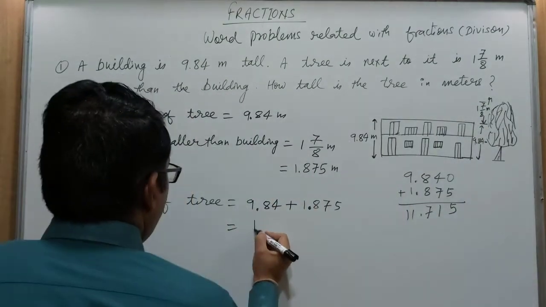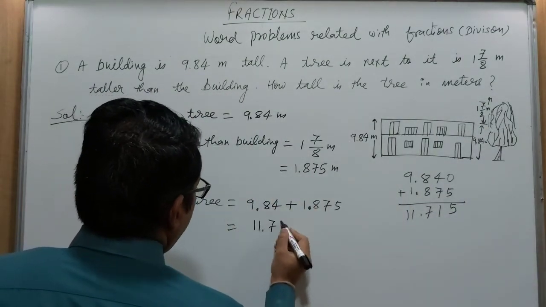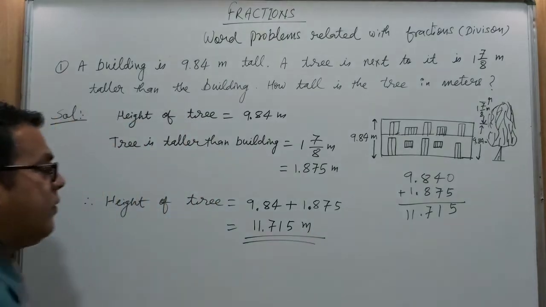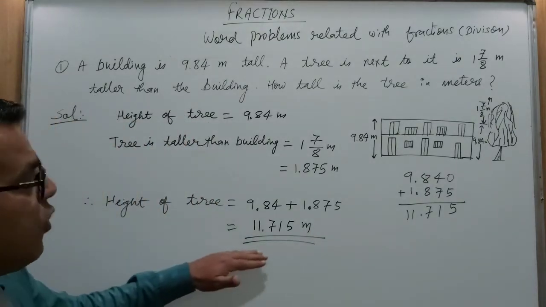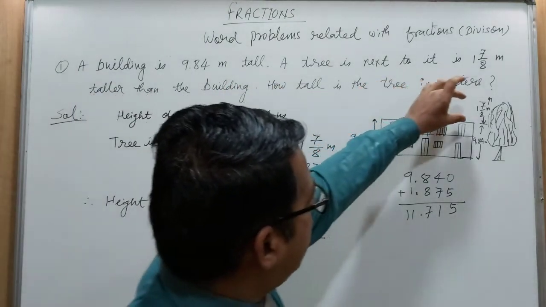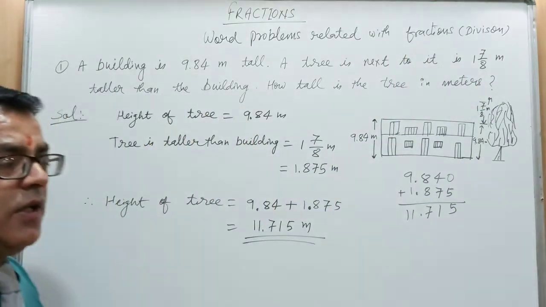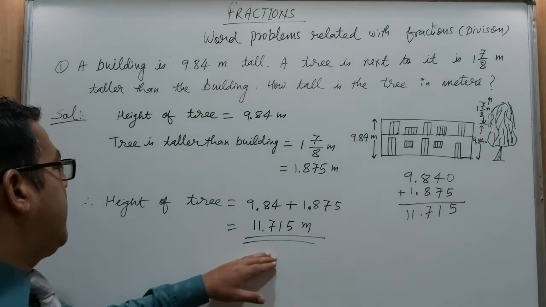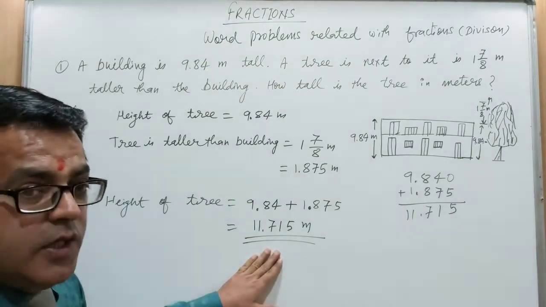So the answer is 11.715 meters. Don't forget to write meters. So this is the height of the tree, after adding the height of the building and the height by which the tree is taller than that building. After adding both numbers, we can easily find the height of the tree.